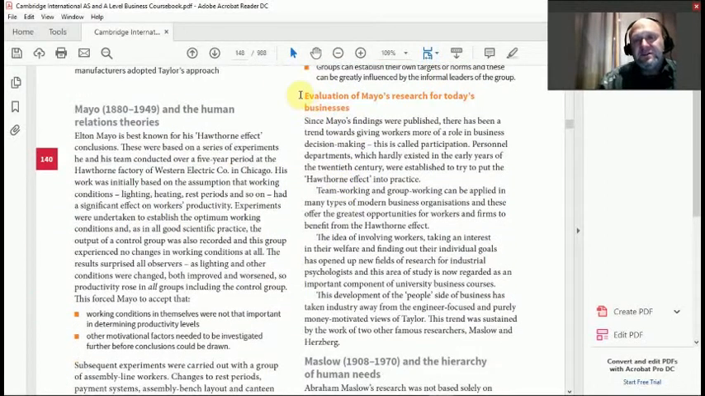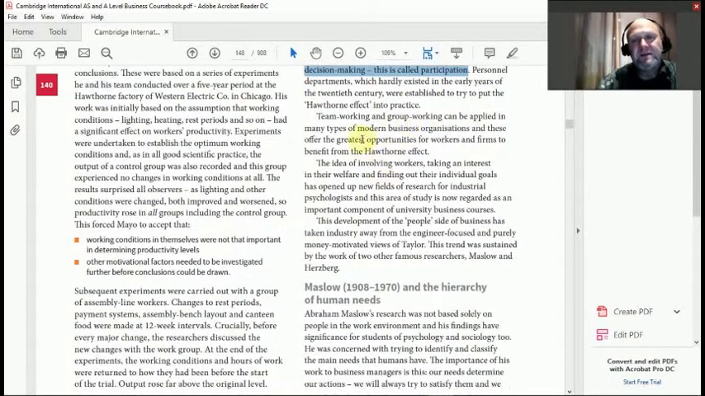The book goes on further to evaluate Mayo's research for today's business, and it says here that since Mayo's findings were published, there's been a trend towards more workers playing a role in business and decision making. This is called participation. So just like everybody here that's participating in this discussion, that's what workers want to be able to do. Right. So personnel departments, which hardly existed in those years, were established to try and put the Hawthorne effect into practice. Team working, group working can be applied in many types of modern businesses, and these offer great opportunities for workers and firms to benefit from the Hawthorne effect.